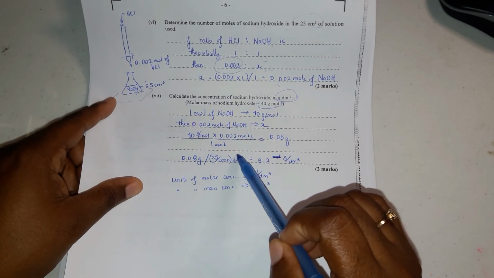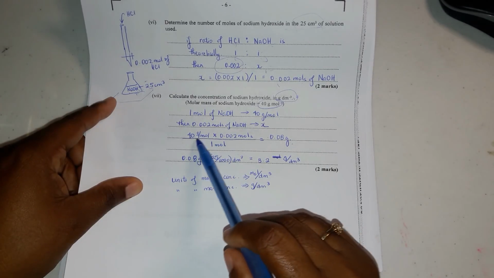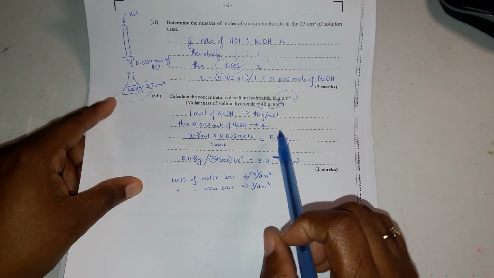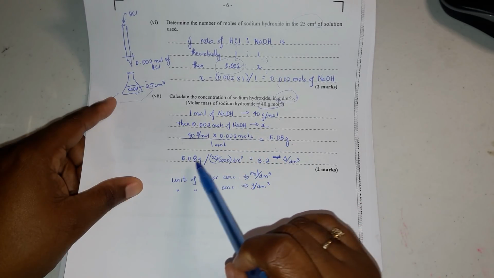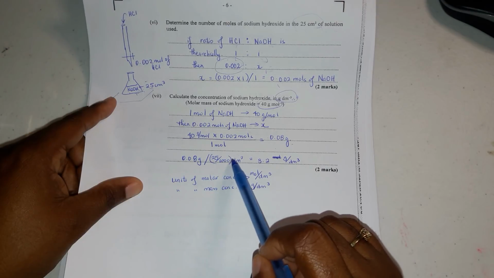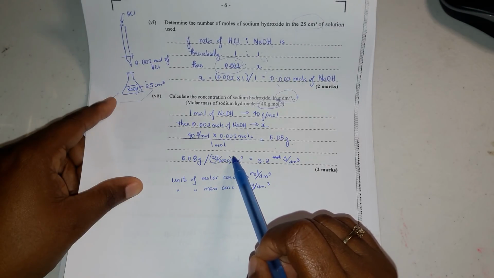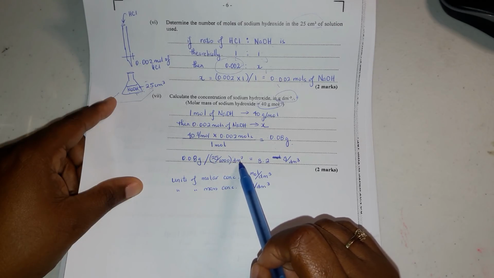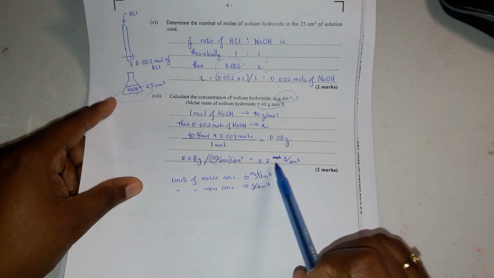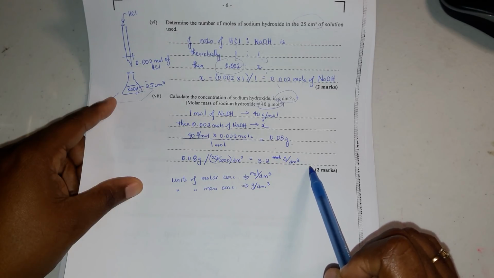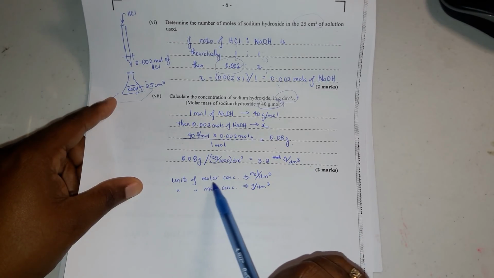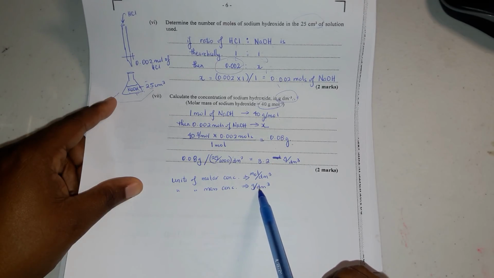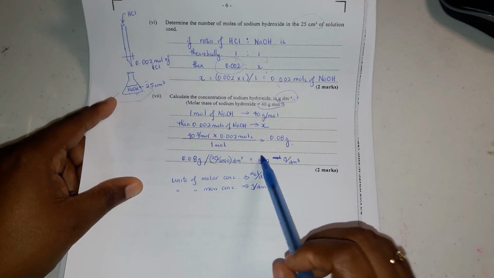You cross multiply, and you would see that 0.002 moles of NaOH has a mass of 0.08. You take that mass, you divide it by the volume of NaOH that we have. But first you convert it to decimeters cube, and we get 3.2 grams per dm cube. All right? So remember the units of molar concentration are moles per dm cube, and the units of mass concentration is grams per dm cube. Okay?